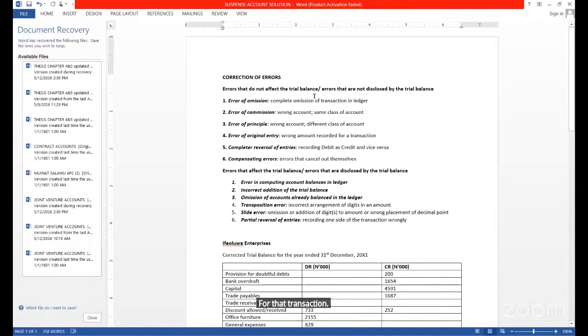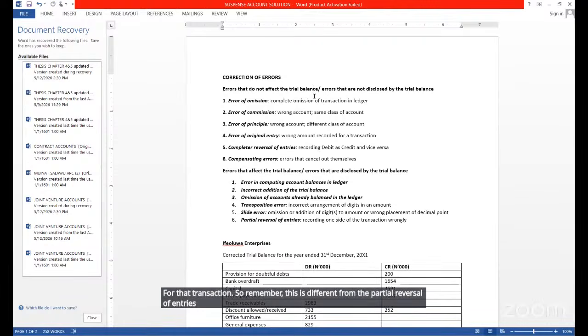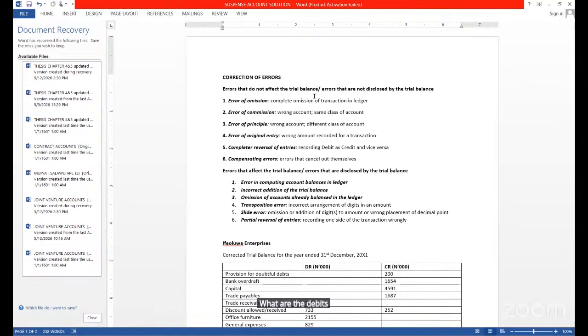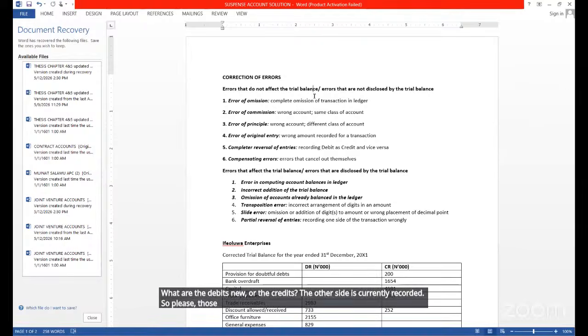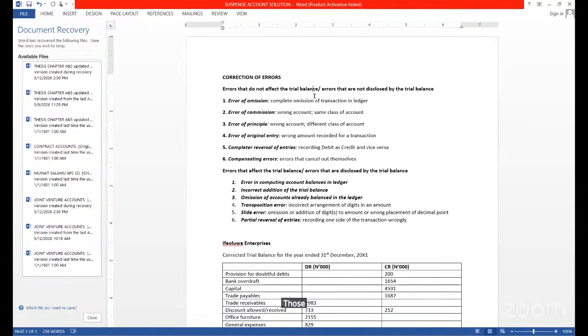So remember, this is different from the partial reversal of entries. In partial reversal of entries, it is only one side that is wrongly recorded, whether the debit or the credit. The other side is correctly recorded. So please, those differences should be taken note of.